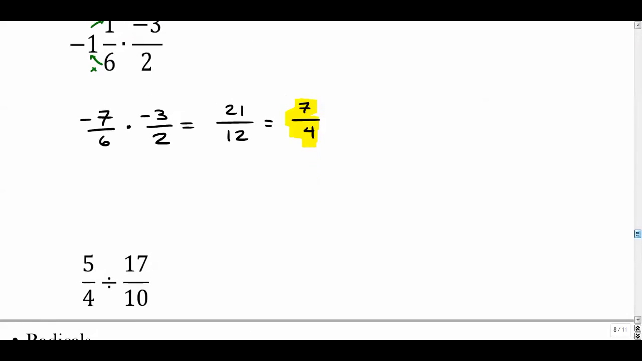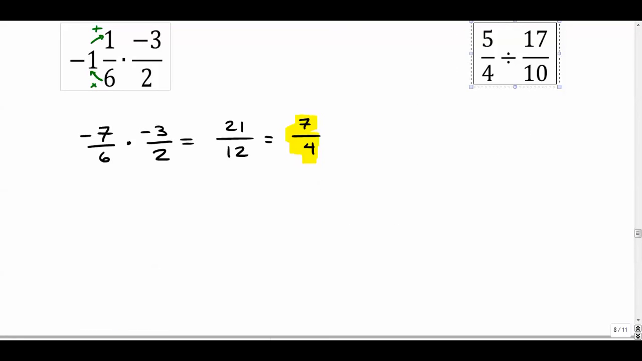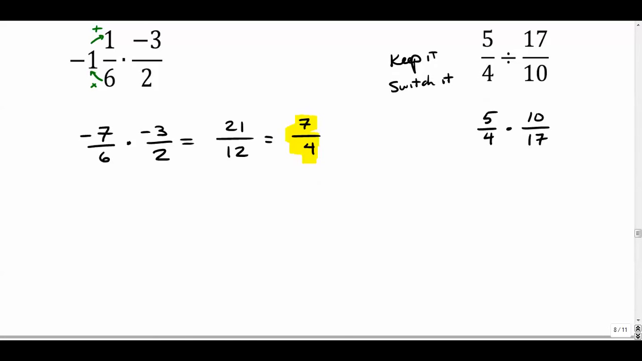Division. Let's divide. Let me move this on up here. So again, you're pausing. As soon as you see the problem come up, pause it, give it a shot. When I divide fractions, I'm going to keep it the same. I'm going to switch this to multiplication, and I'm going to flip this over. I call that the old keep it, switch it, flip it method. Keep the fraction, switch to multiplication, flip it over.